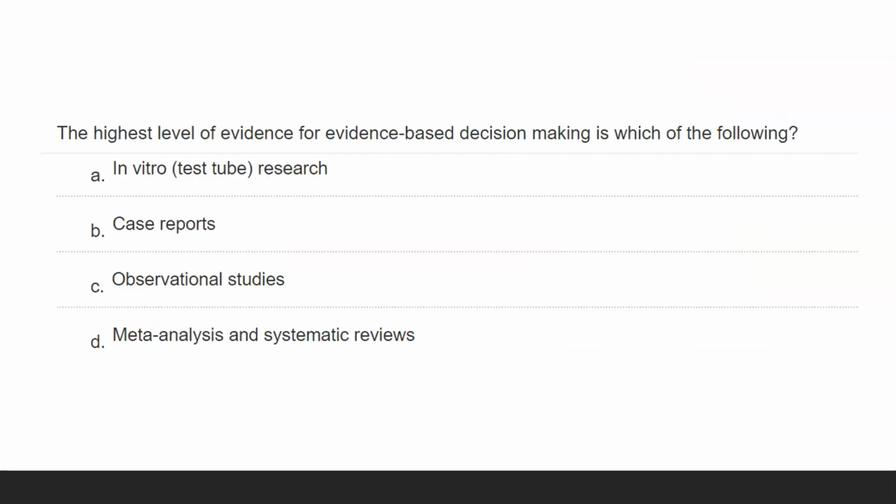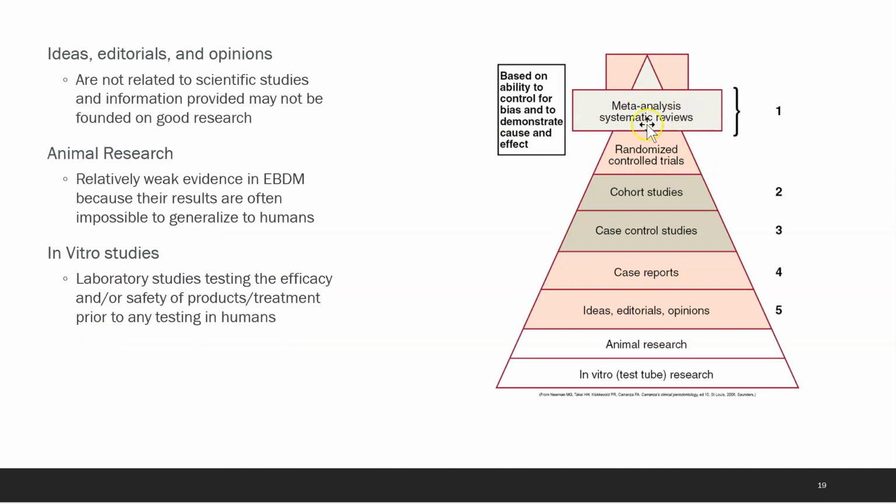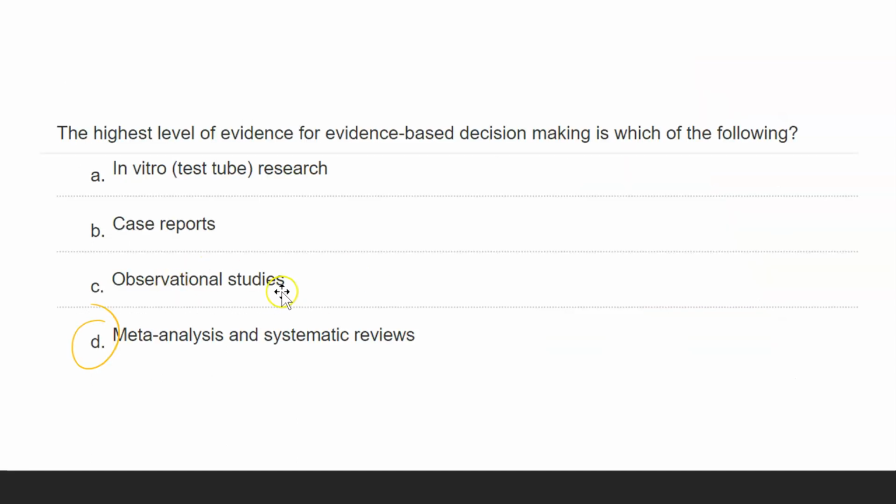So here's a question for you. The highest level of evidence for evidence-based decision making is which of the following? It is the meta-analysis and systematic review, because if we look in the pyramid, that's the highest one over here. Observational study would fall under this one, where you're just watching what's happening and you're following people over time. An example of that would be a cohort study. That was one of the options.